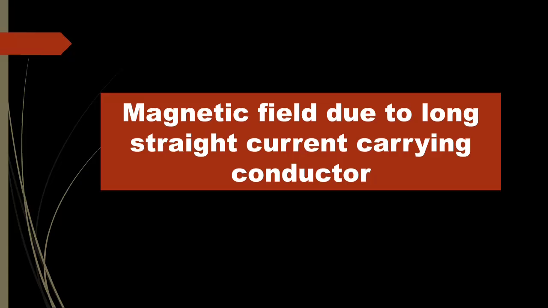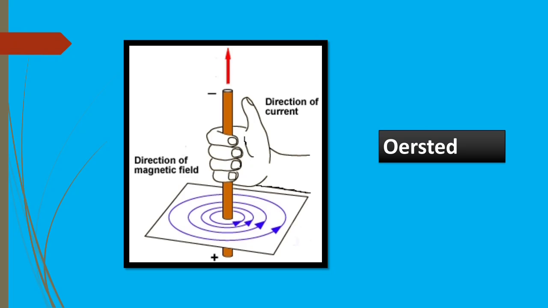Hello everyone. In this video lecture, we will discuss the magnetic field due to a long straight current carrying conductor. Here we will find out the magnetic field B bar due to a long straight current carrying conductor. According to the scientist Ørsted, every current carrying conductor will produce a magnetic field around it.